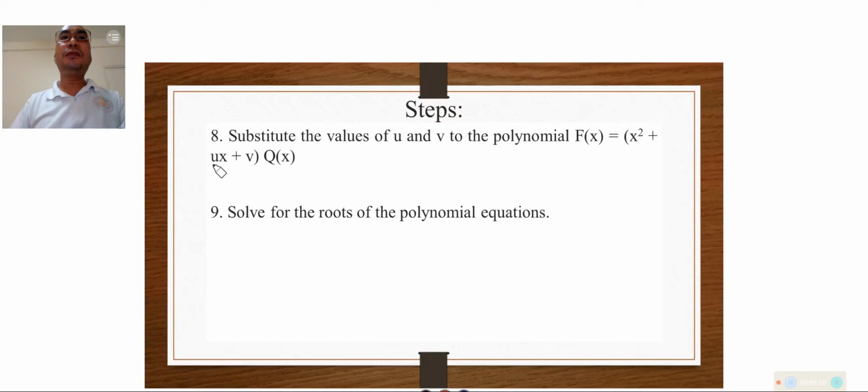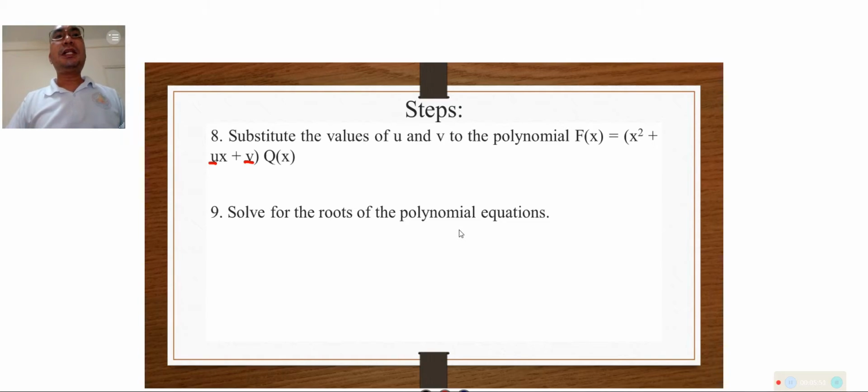So we substitute the values of u and v that we have derived using synthetic division into this equation, and the remaining value will be the function q of x. And then we solve for the roots of the polynomial equation. We can use factoring or the quadratic formula, negative b plus or minus the square root of b squared minus 4ac, all over 2a. So that is how to solve for the roots of the polynomial equation.